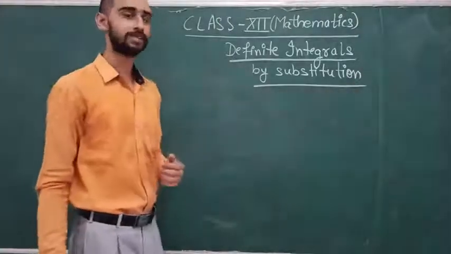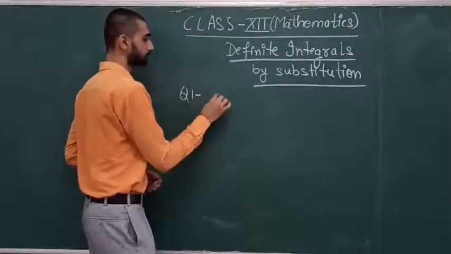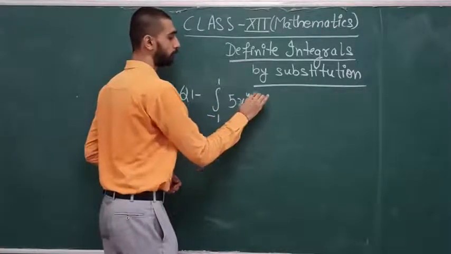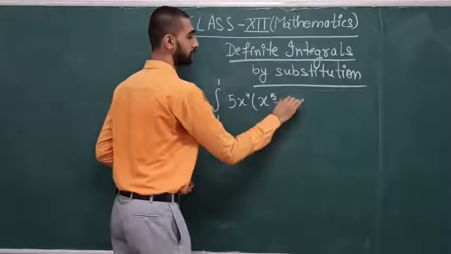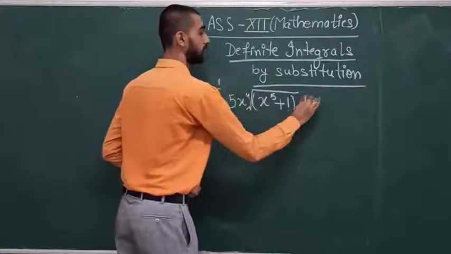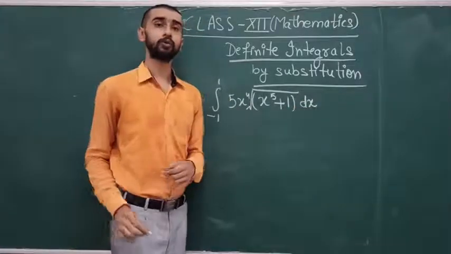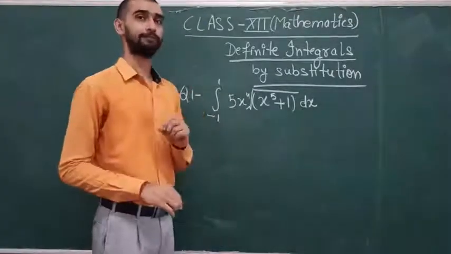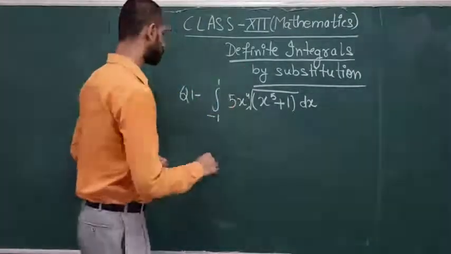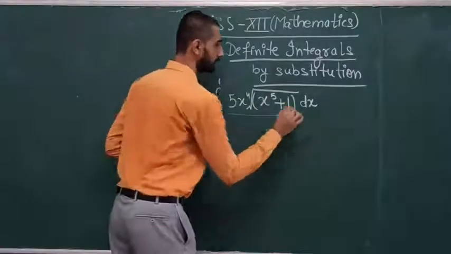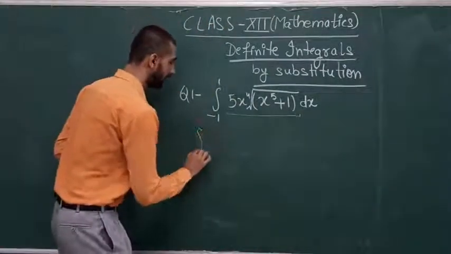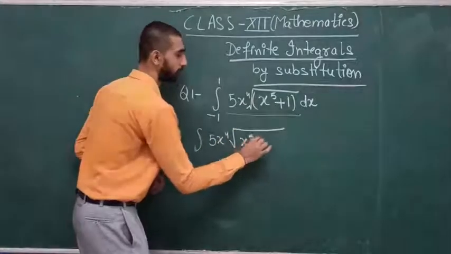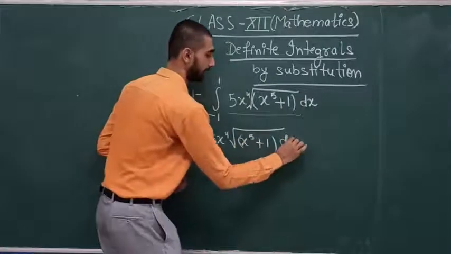Let's start with an example. I am taking a question: integrating from -1 to 1, 5x to the power 4 times root of x to the power 5 plus 1, dx. If I am supposed to calculate this definite integral, what will I do? First of all, the first step, forget all the limits. So I will calculate the integral of 5x to the power 4 root of x to the power 5 plus 1 dx.